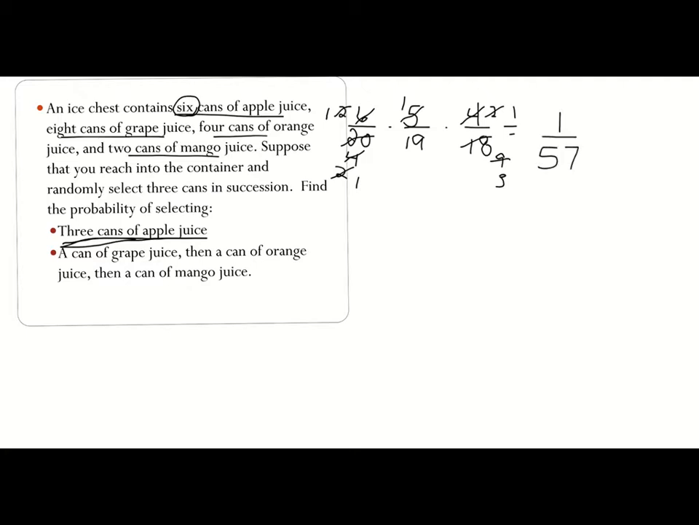Now, if you're not sure about the simplifying part, just multiply straight across. Do 6 times 5 times 4, and then 20 times 19 times 18, and then simplify from there.